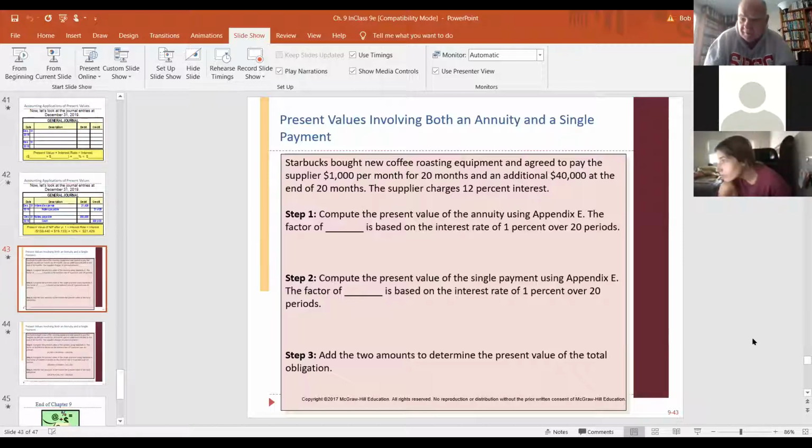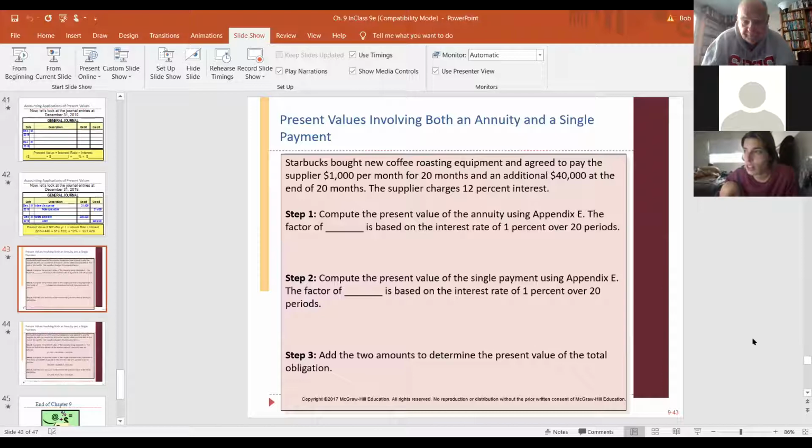That's an annuity, right, Nicole? Yeah, because it's payments. So you got to go to Nicole. Why don't you have your appendix in front of you there? I do. Okay. So we're going to use 1%. Remember that? We're using 1% because it's 20 months, 12% a year. So you're going to go 1%, 20 periods for the annuity.